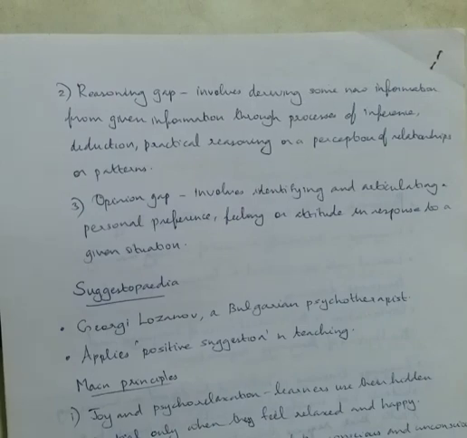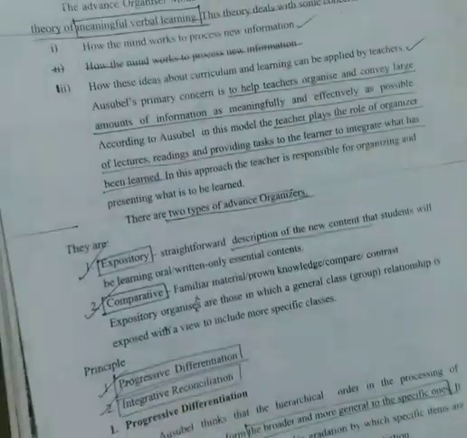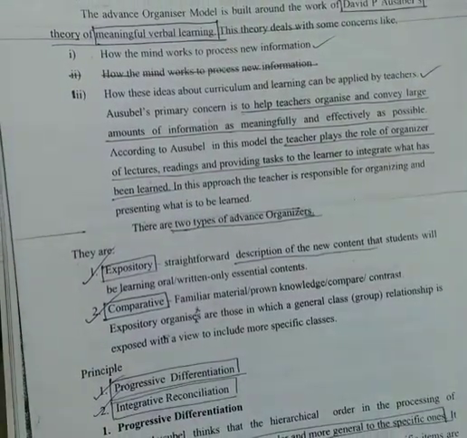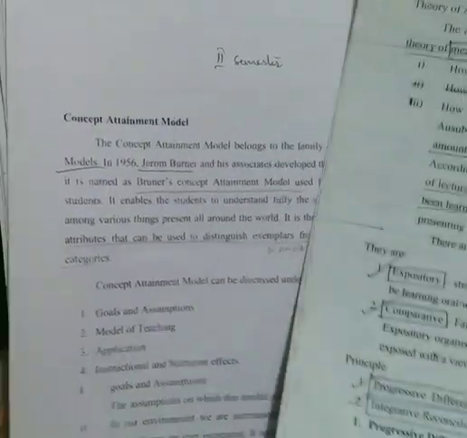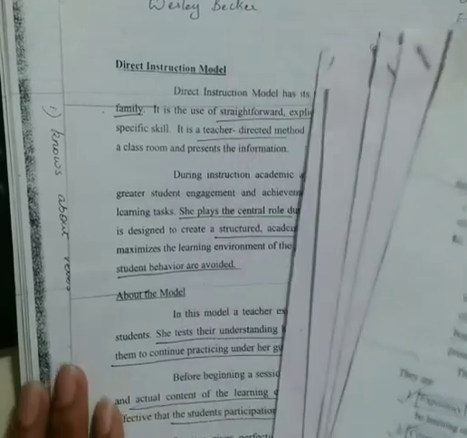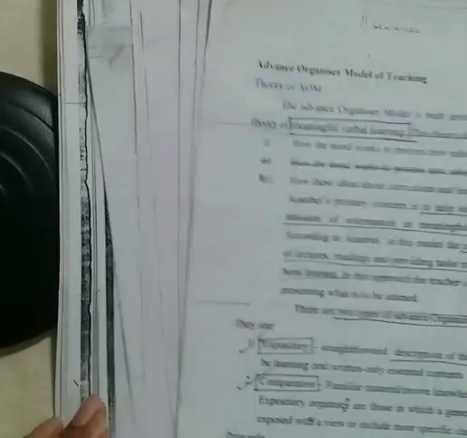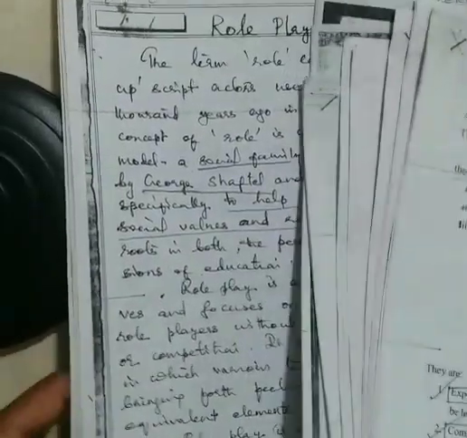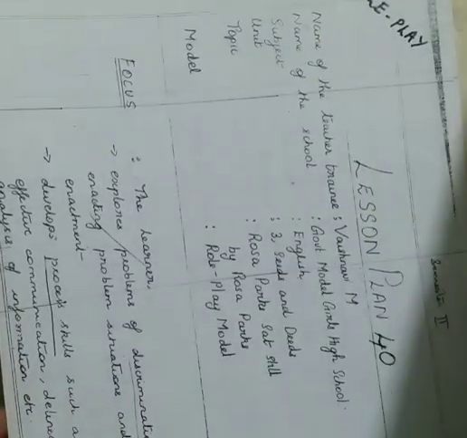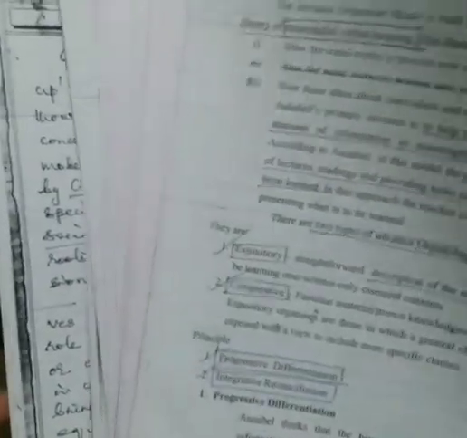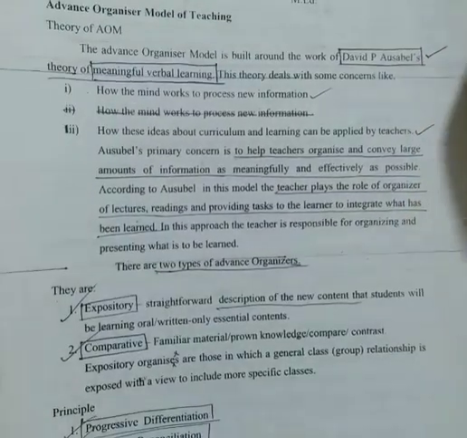So the next one is models of teaching. So we have different types of models, that is the advance organizer model of teaching, then the concept attainment model, then we have the direct instruction model, then a role play model. So these are all my notes from my B.Ed classes.